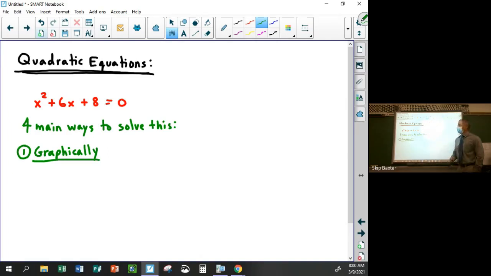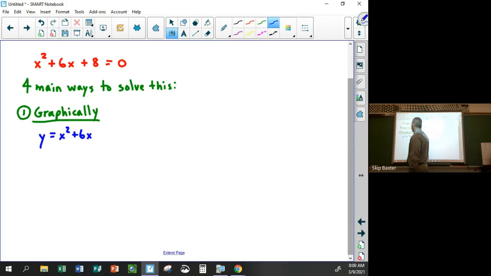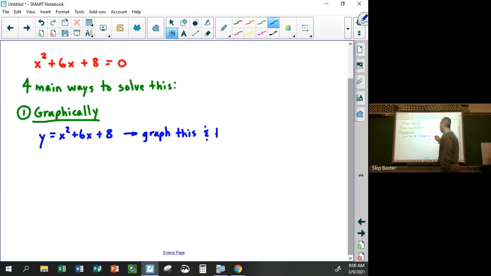Which means you graph the equation y equals x squared plus 6x plus 8, and then you just determine where it crosses the x-axis, which is just to say when it equals 0, right? So you just graph this and determine where it crosses the x-axis.